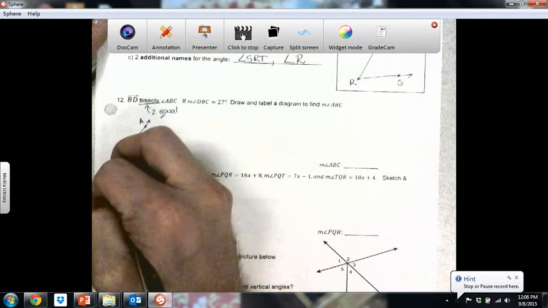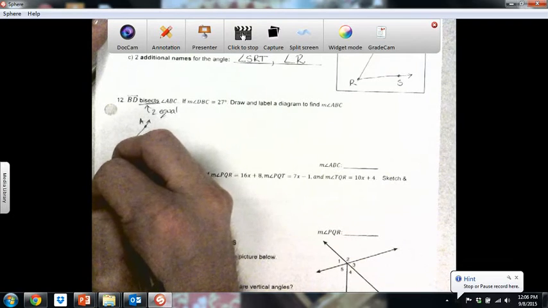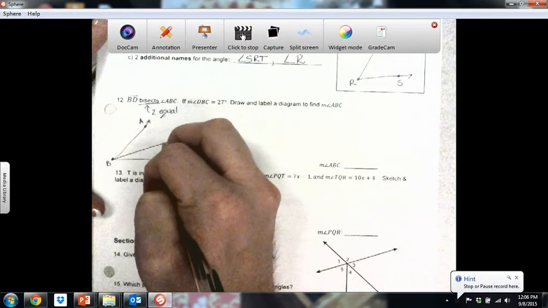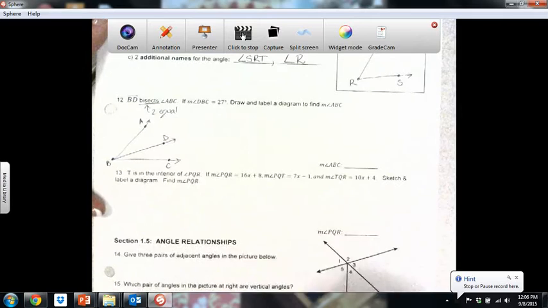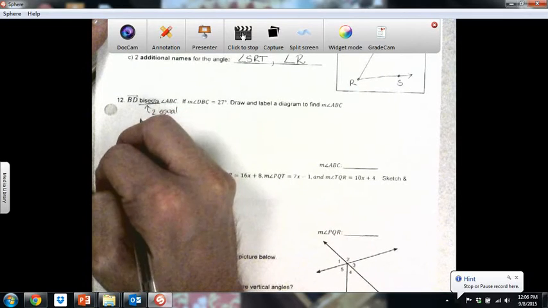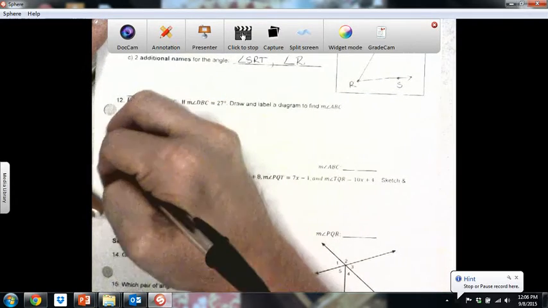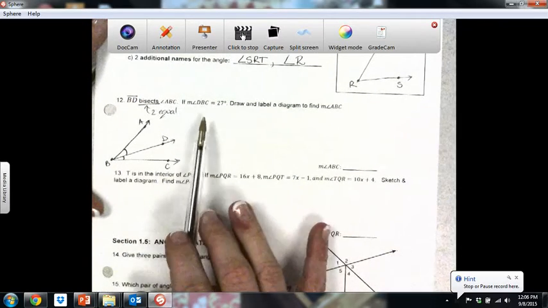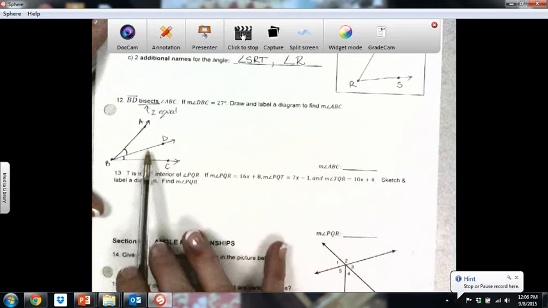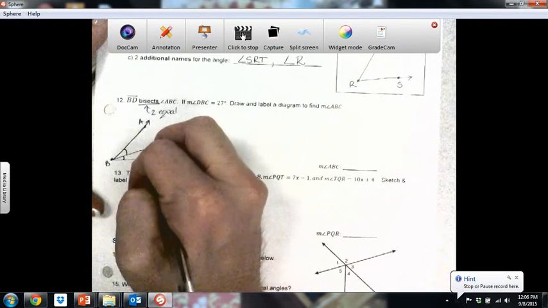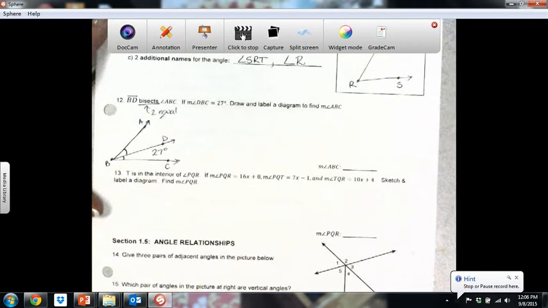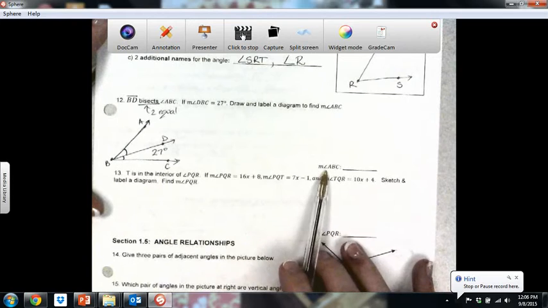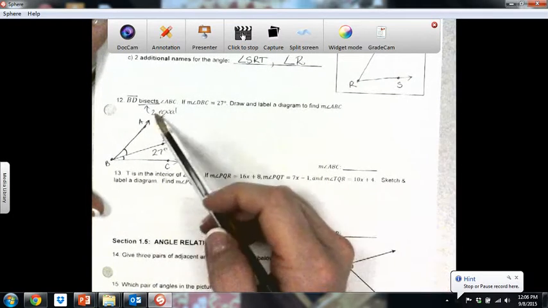If BD bisects it, B is already part of it. Bisect means cuts exactly in half. So this would be BD here, and this angle is the same as this angle. That's what they're telling me. That's what that word bisect means. Then it tells me that angle DBC, which is just this little piece right here, is 27 degrees. They want me to find the measure of angle ABC, which is the big outside angle.